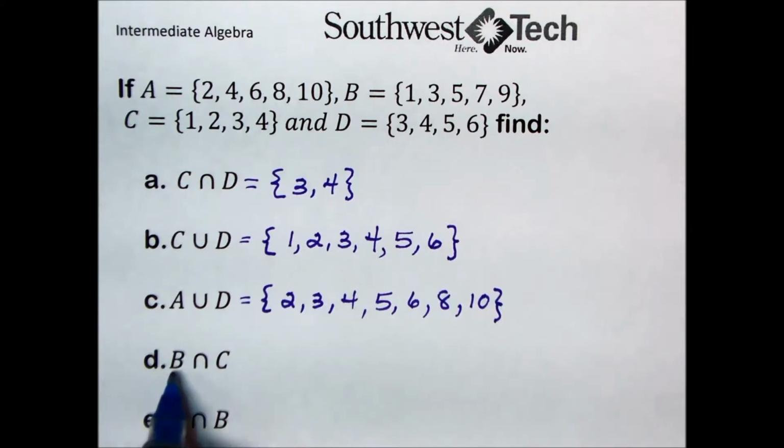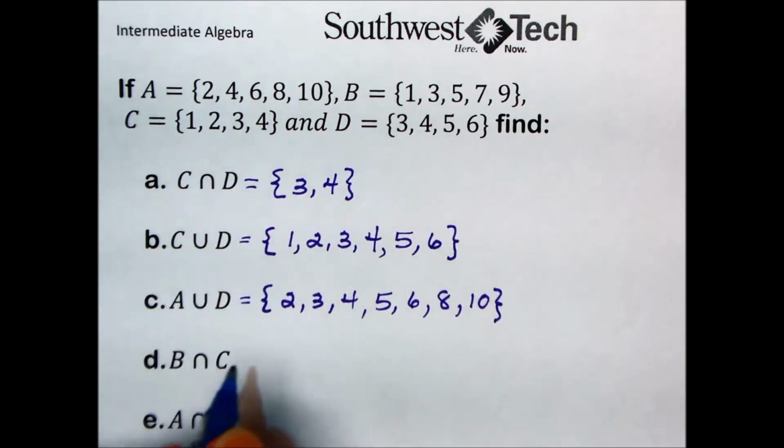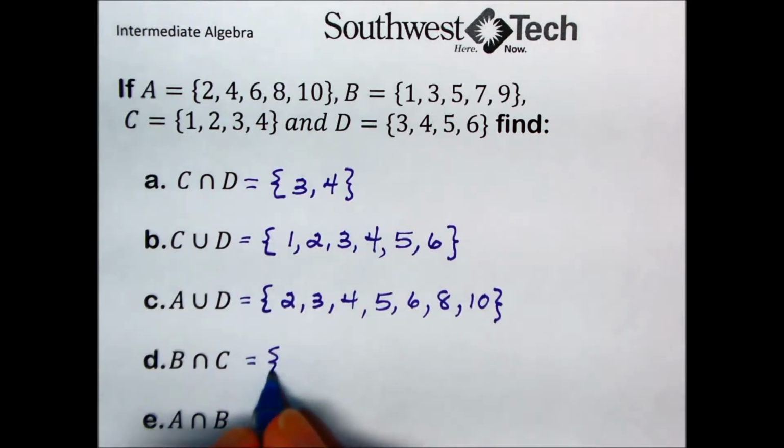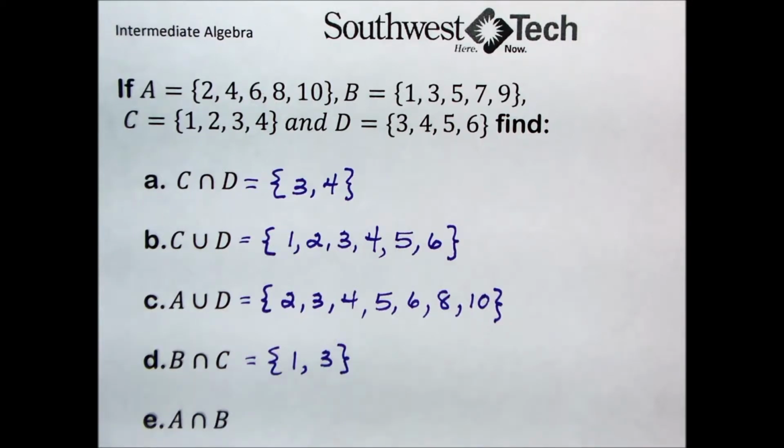The next example I have is B intersect C. So we're looking for elements that are in set B and in C at the same time. And if you look, you should see 1 and 3 are elements in these two sets.